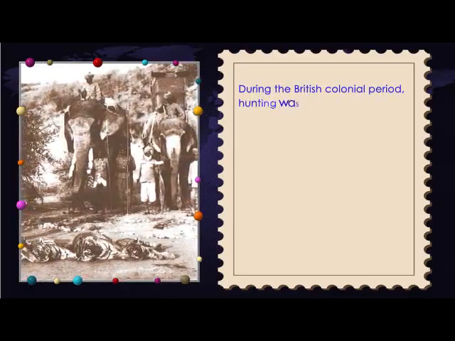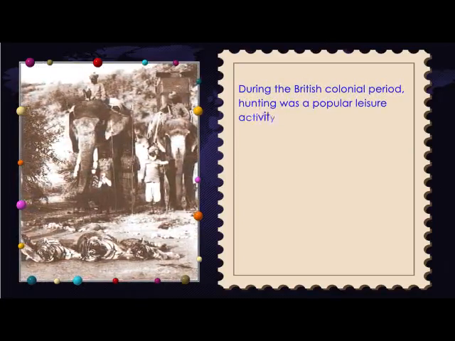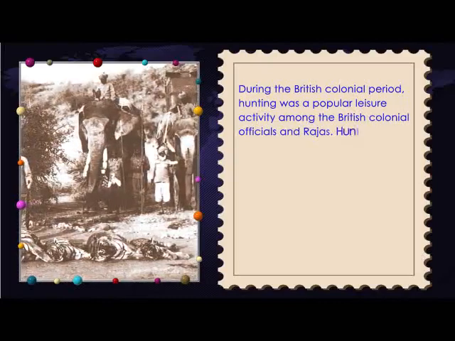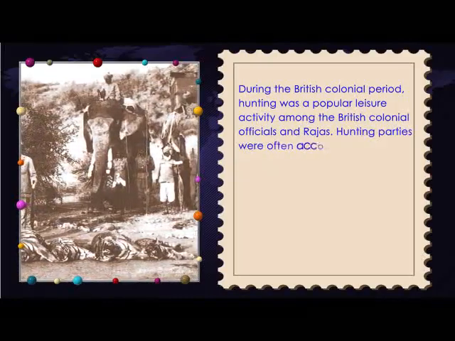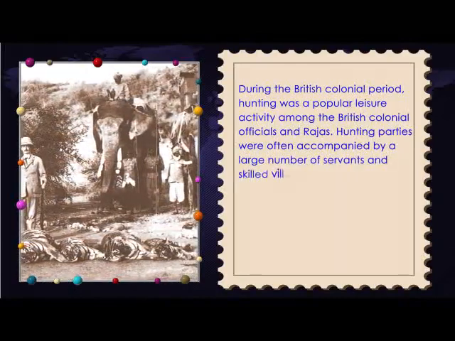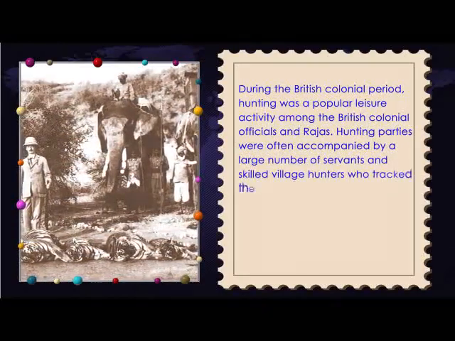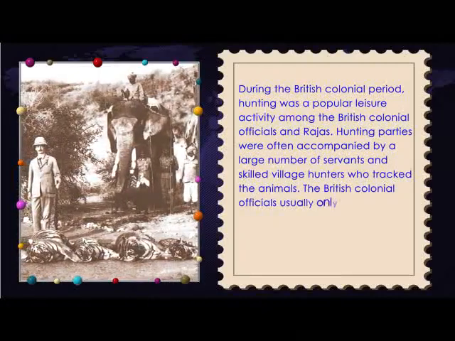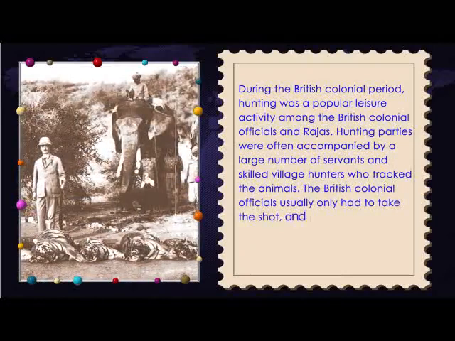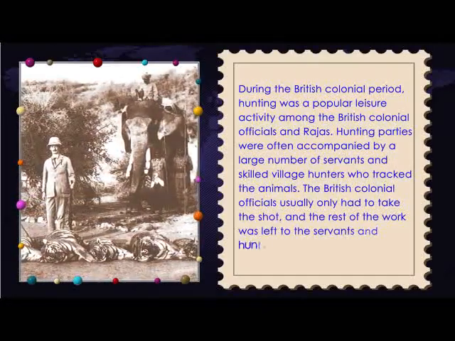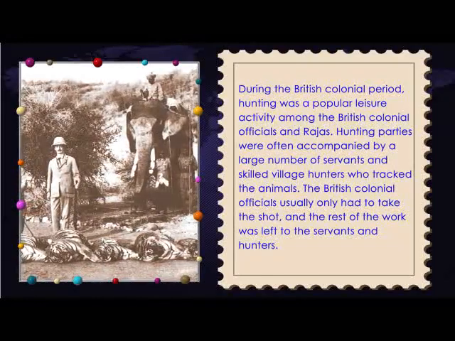During the British colonial period, hunting was a popular leisure activity among the British colonial officials and Rajas. Hunting parties were often accompanied by a large number of servants and skilled village hunters who tracked the animals. The British colonial officials usually only had to take the shot, and the rest of the work was left to the servants and hunters.